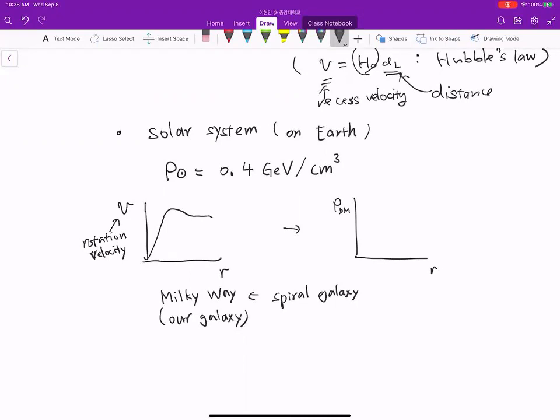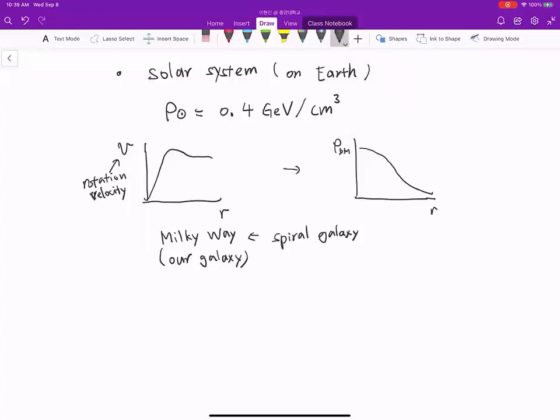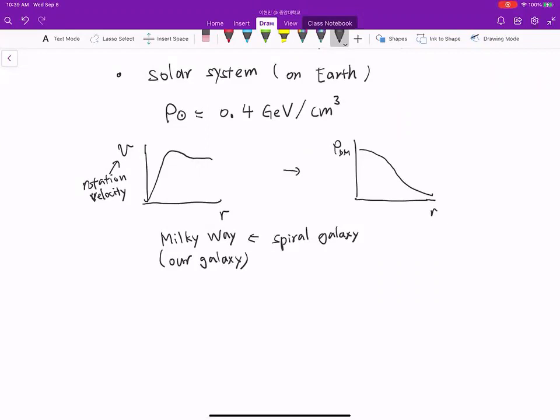From there, you can determine the dark matter density as a function of radius. Typically, the density decreases as you increase distance. In simulations it decreases as 1 over R, and there's a core density that saturates near the core. But it falls off as 1 over R as you go further out from the center of the galaxy. So then you can infer it.